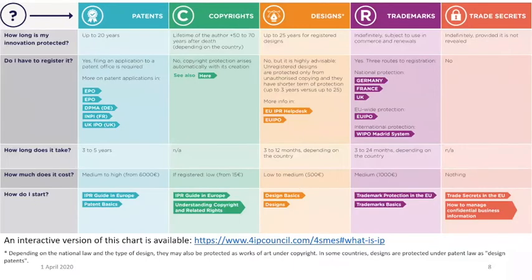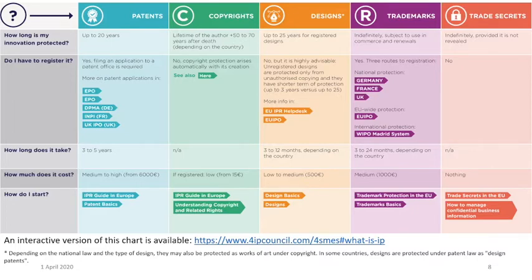On the next slide, we continue this table where you can see how long the innovation is protected. For the patents, up to 20 years; copyrights, lifetime of the author, plus 50 to 70 years after the death; designs, up to 25 years; trademarks, indefinitely; and trade secrets, indefinitely, provided it is not revealed. That's very important. The trade secrets must stay secret.